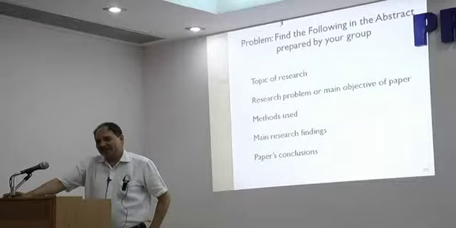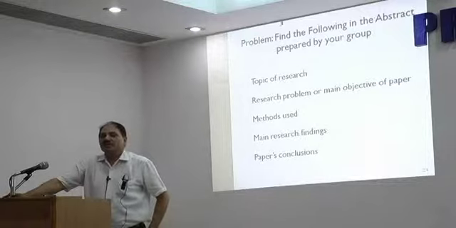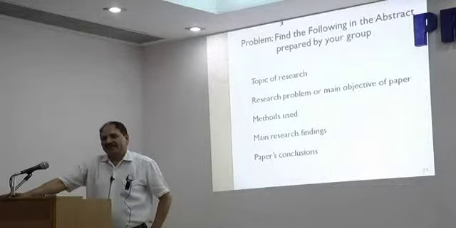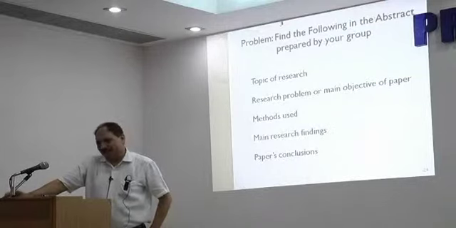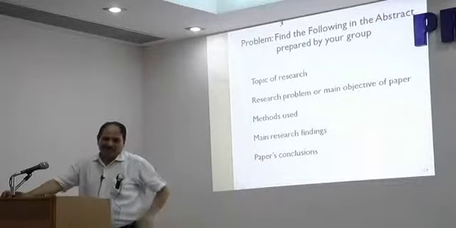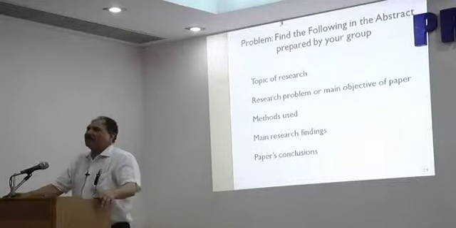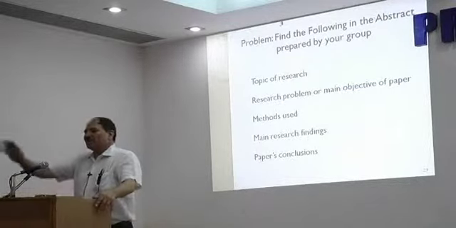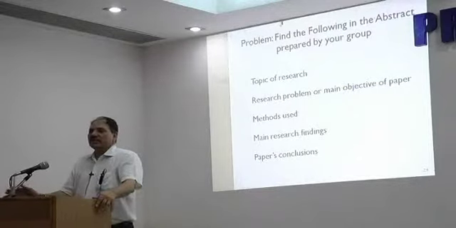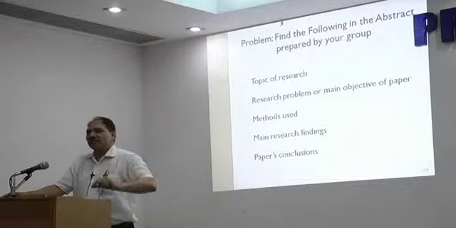This is homework. You will be preparing the abstract for the research paper that is being published, that is being read. So just identify whether these parts are there in the abstract: topic of the research problem, main objective of the paper, methods used, main research findings, and the paper's conclusions. Identify and highlight using different colors. You can identify the first part with one color, the second part with a second color, the third part with a third color, the fourth part with a fourth color, and so on.